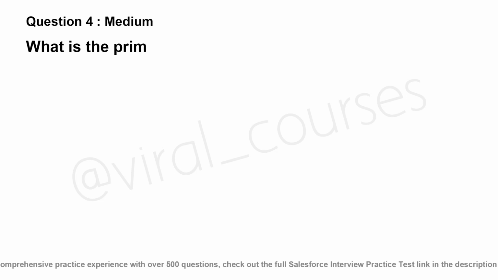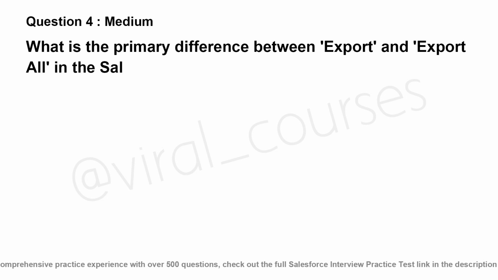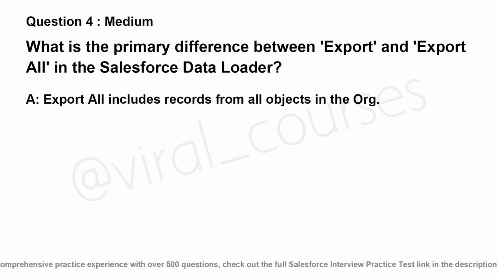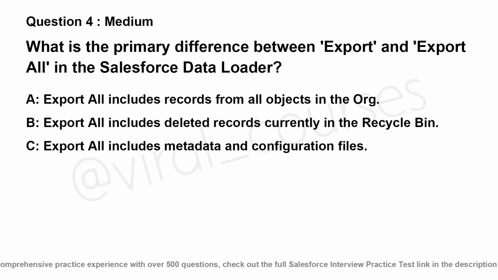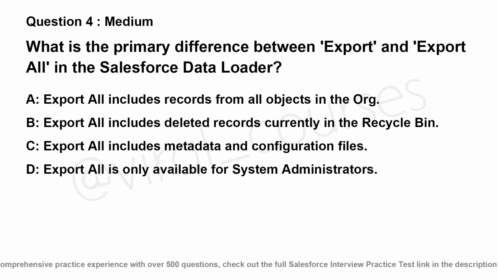What is the primary difference between export and export all in the Salesforce data loader? Option A. Export all includes records from all objects in the org. Option B. Export all includes deleted records currently in the recycle bin. Option C. Export all includes metadata and configuration files. Option D. Export all is only available for system administrators.